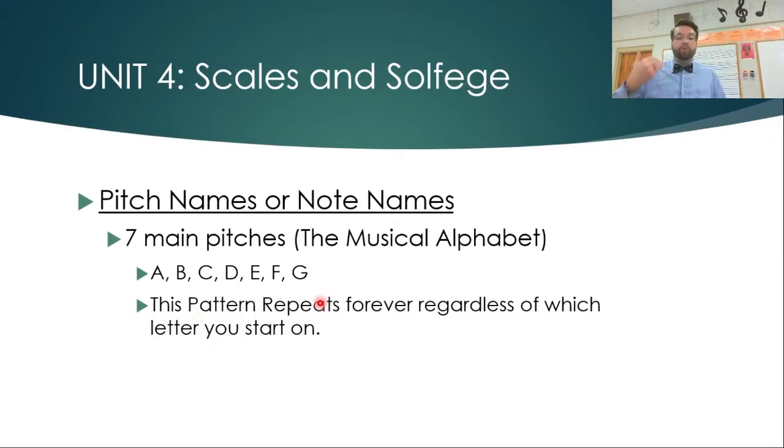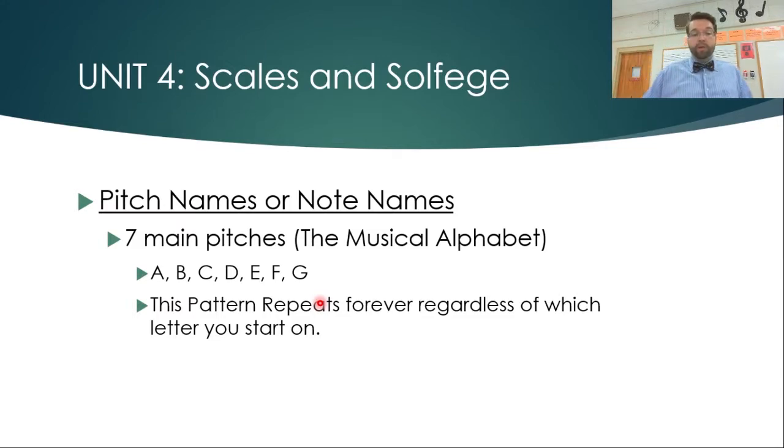This pattern will repeat forever and ever. A, B, C, D, E, F, G, A, B, C, D, E, F, G. Those are the only letters you have to know for the musical alphabet. These are the basic names for them. Again, this pattern repeats forever regardless of which note you start on. So if I were to start on the note C, I would just continue that pattern from there: C, D, E, F, G, A, B, C, repeating with C on top, ending with C.